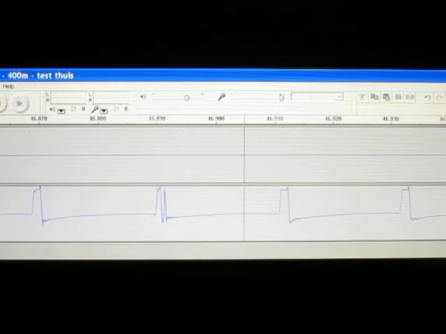This is a picture of the signal as recorded by the MP3 player. This is the bass signal. This is the servo impulse, which is the way it should be. Now here, this servo impulse is being distorted.